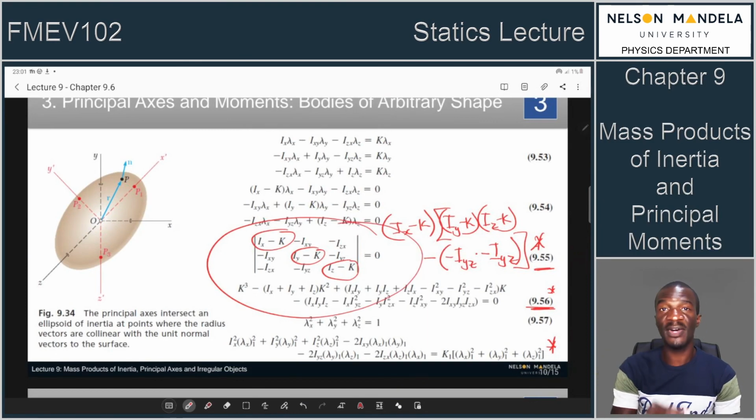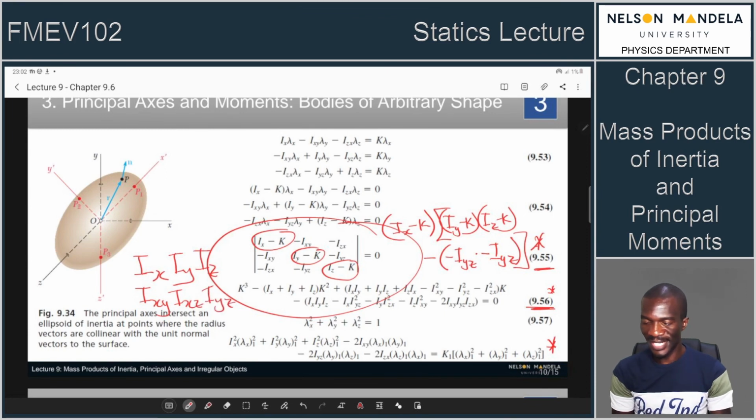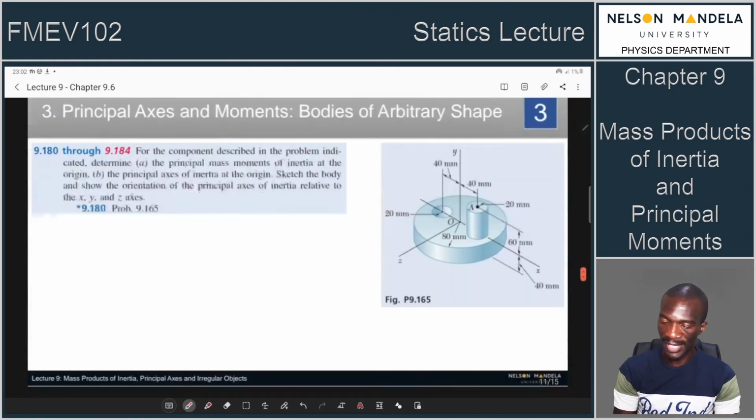What do you need to find the k's, which are the solutions? You need an ix of whatever body you have. You need an iy of whatever body you have. You need an iz. Then you need an ixy, an ixz, and an iyz. If you get those 6 terms and you apply them into matrix 9.55, then you can find your k.